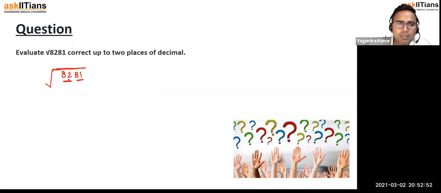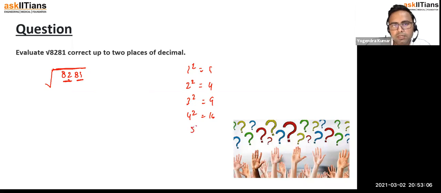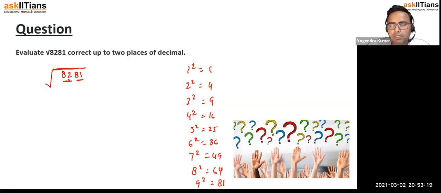Now here, what is the maximum number whose square fits? 1 square is 1. 2 square is 4. 3 square is 9. 4 square is 16. 5 square 25. 6 square 36. 7 square is 49. 8 square is 64. And 9 square is 81. If I go further, 10 square is 100. So that's why I'm going to take 9 square here.